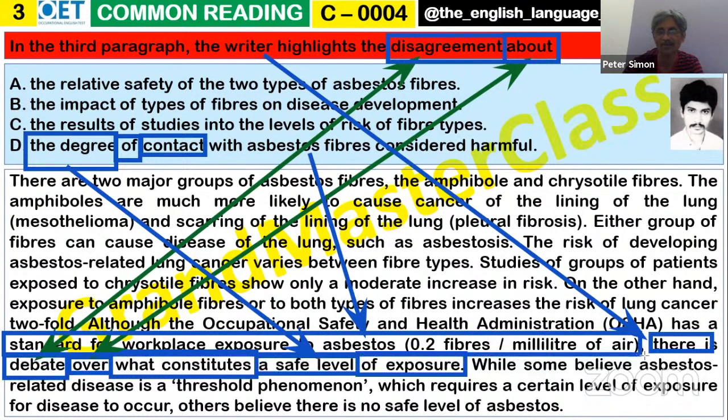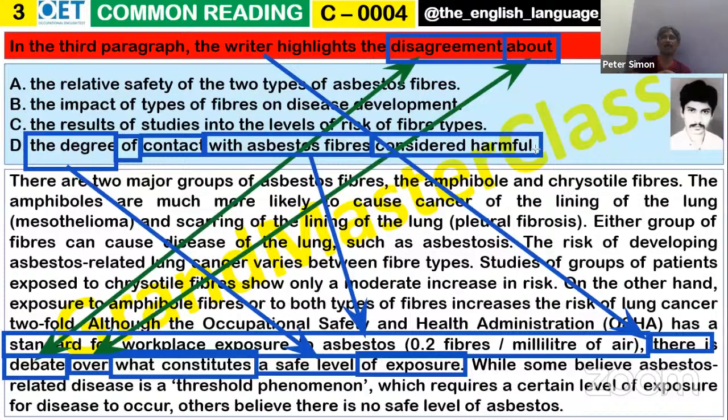This is the safe level. Standard for workplace exposure to asbestos. That is what he's telling. So here with asbestos fibers, he gave a reverse of that one. Considered safe there, but considered harmful here. So if this line, this threshold, this borderline, has one side safe, the other side is harmful. So the degree of contact, if this contact is safe, more than that is harmful.